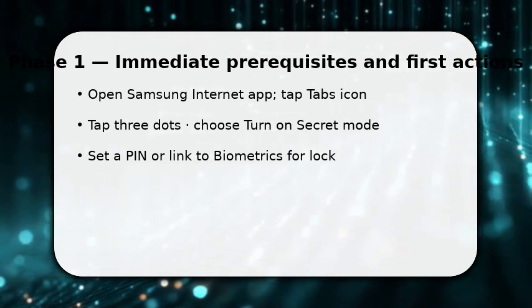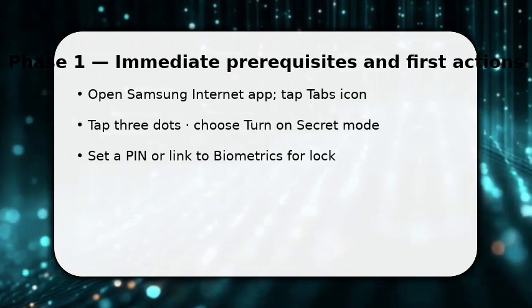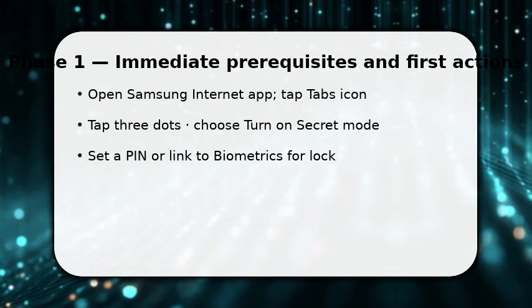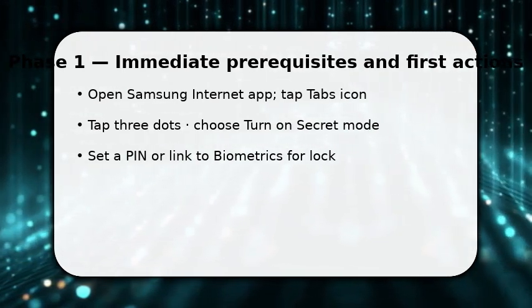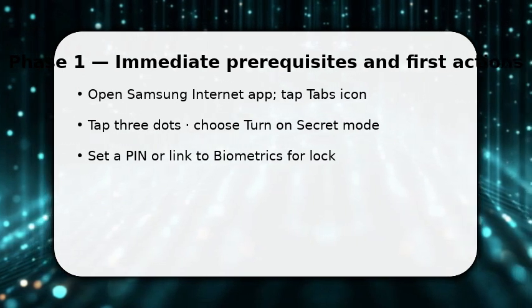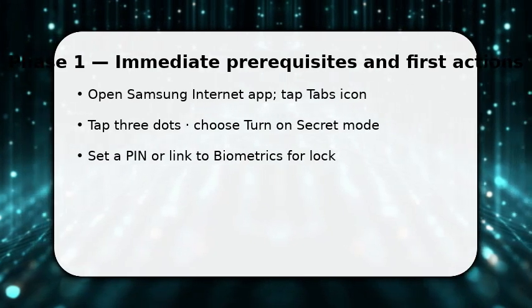When prompted, set a PIN or connect your fingerprint so the mode locks. This prevents casual access. Once done, make sure to enable available sync or erase options. They control what persists. You're ready to browse privately. Keep the gate, PIN or biometric, active for consistent protection.